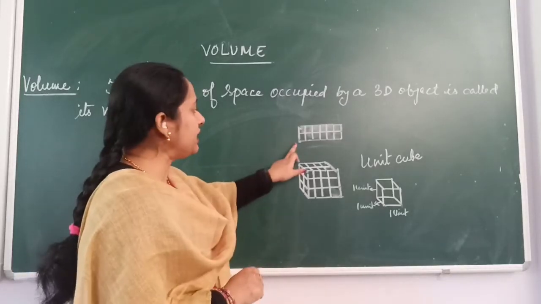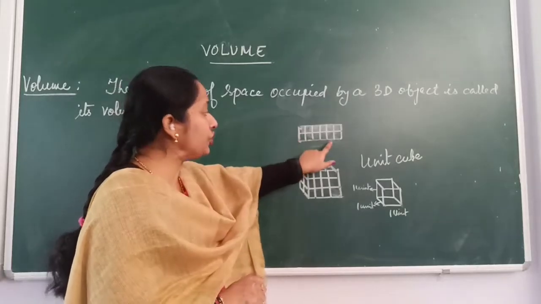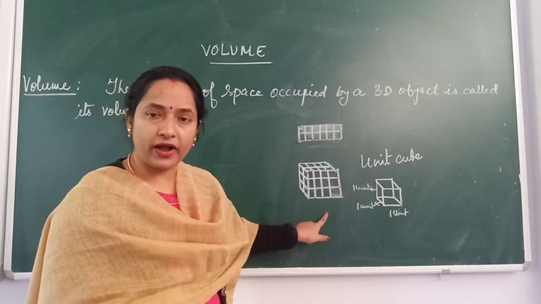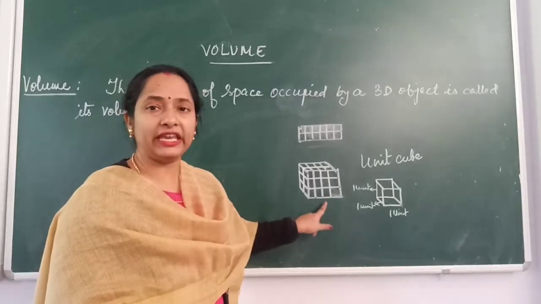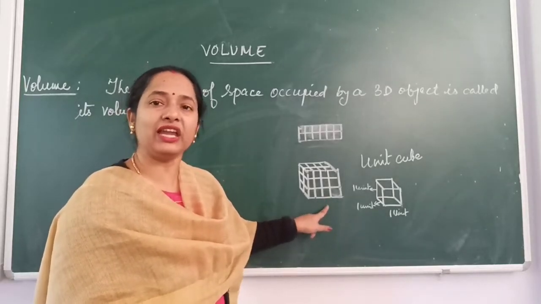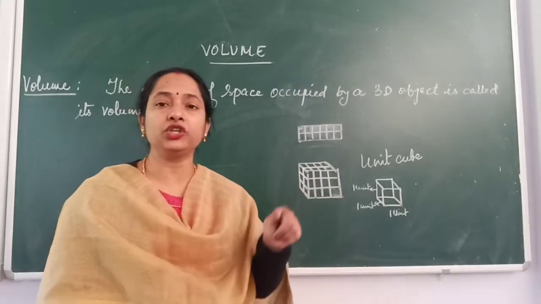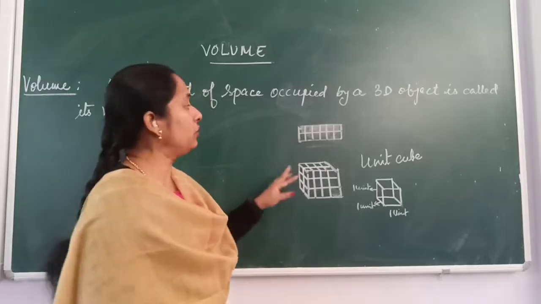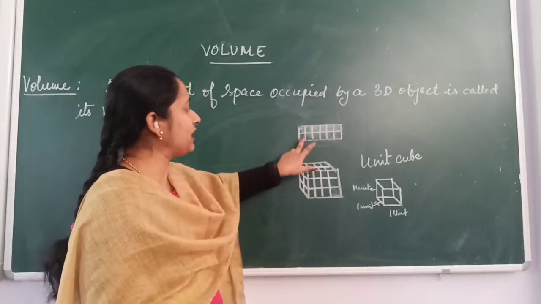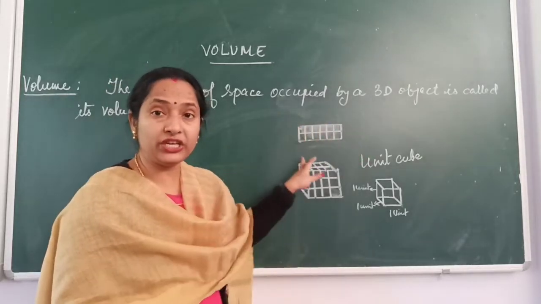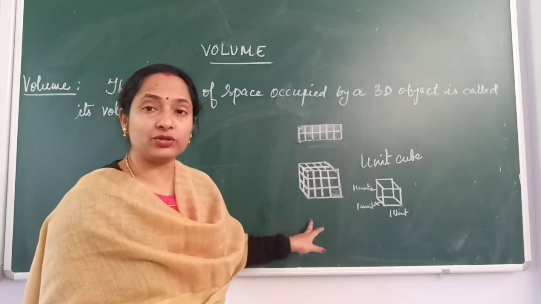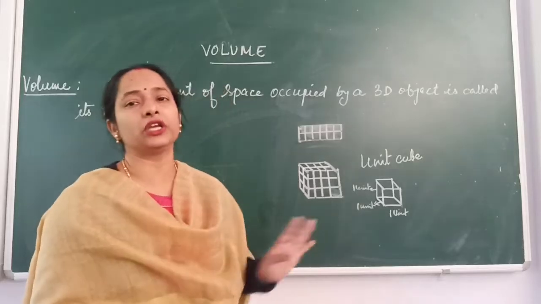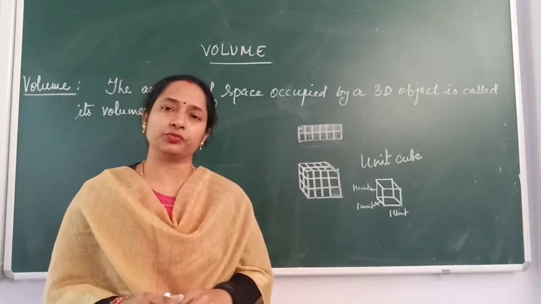Like we divide a rectangle into unit squares, in the same way, in order to find the volume of any 3D object, we can divide that object into some unit cubes. How did we find the area of a rectangle? By counting the total number of unit squares. Here also we can find the volume of a cube by counting the total number of unit cubes.